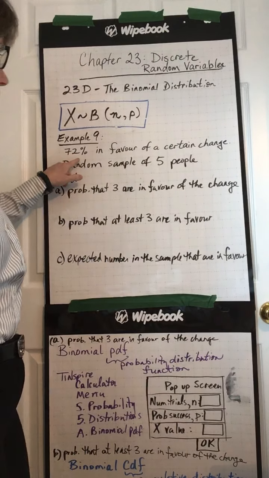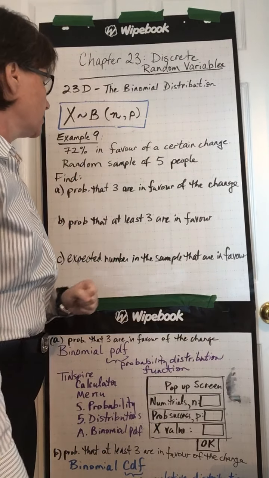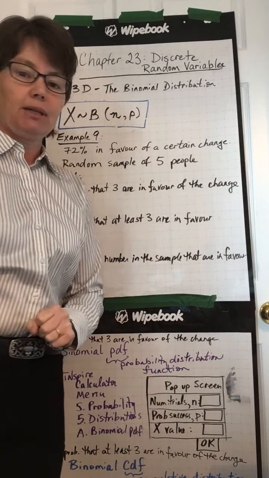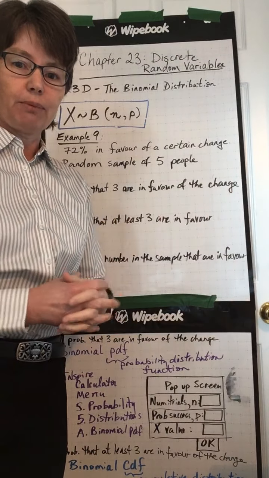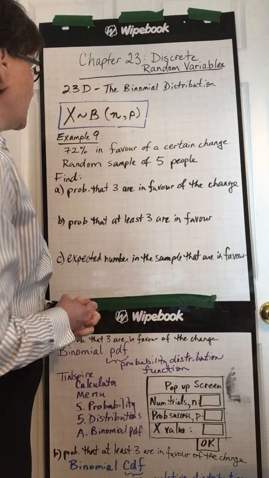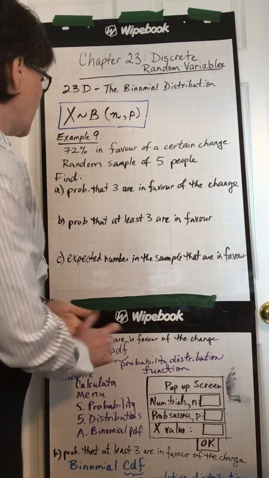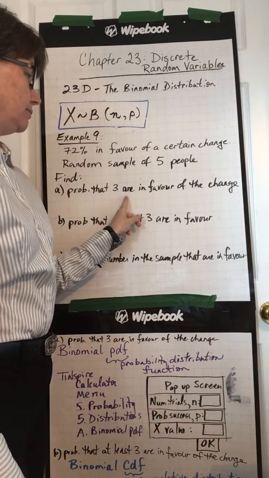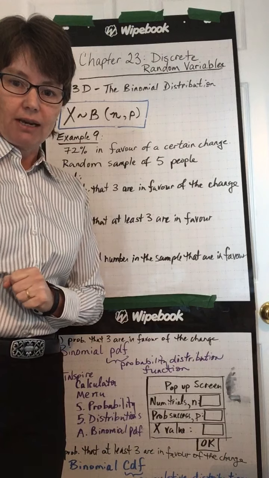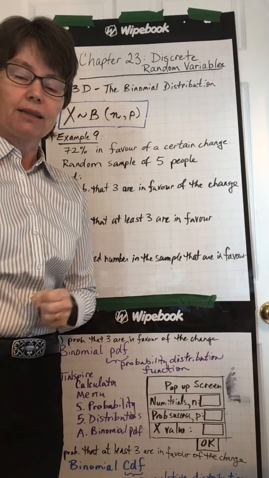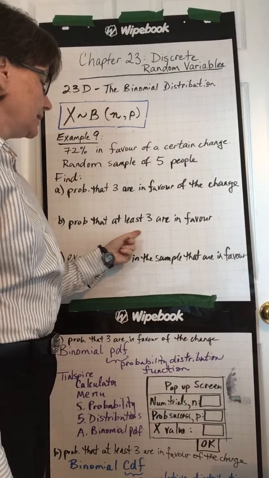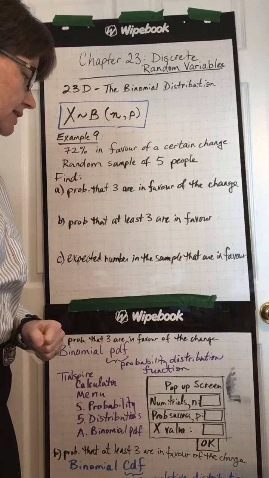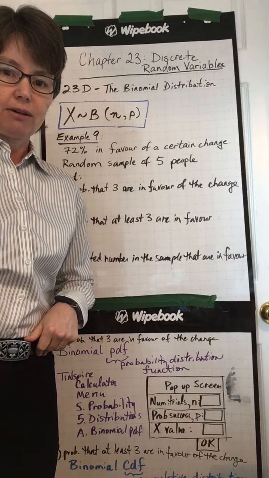Here's example 9. 72% of people in a group are in favor of a certain change. There's a random sample of 5 people taken. So we're going to sample 5 people out of that entire group, and that sample is taken randomly, not biasedly. What's the probability that 3 out of those 5 people are in favor of the change? We'll talk about how we will do that. What's the probability that at least 3 are in favor of the change? We'll talk about that. And find the expected number in the sample in favor of the change.